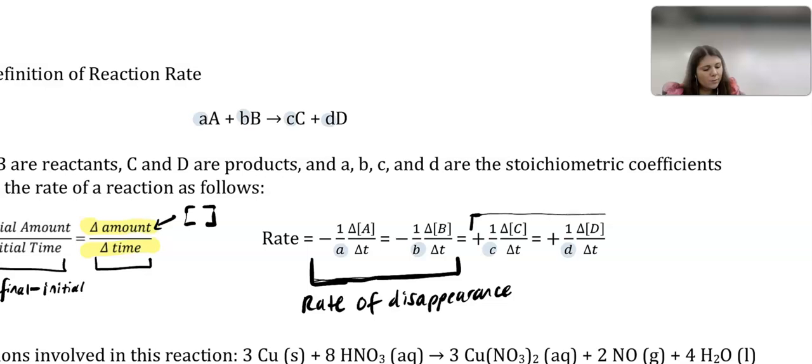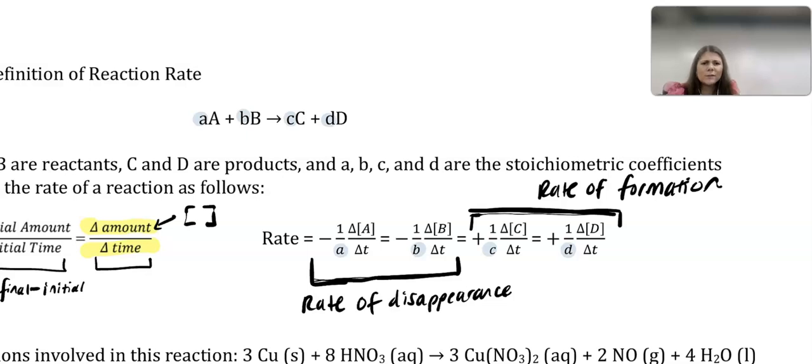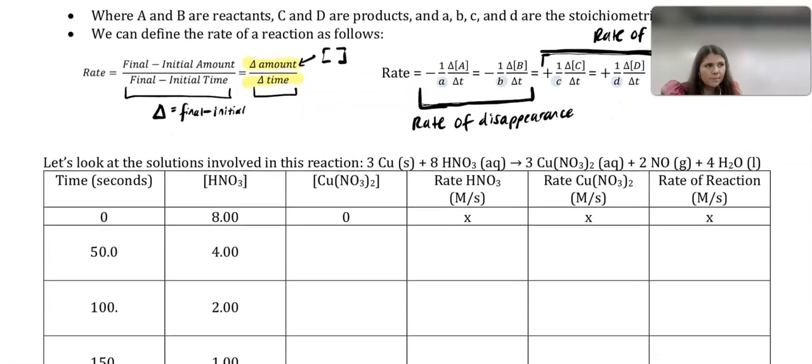And then you will notice our products have positives. We call this the rate of formation. You also might see rate of production as well, anything to reference that we're talking about producing something. But here they'll have positive values because when we do final minus initial, they will get positive values. All right, so moving on.